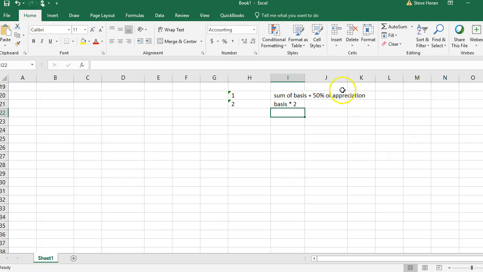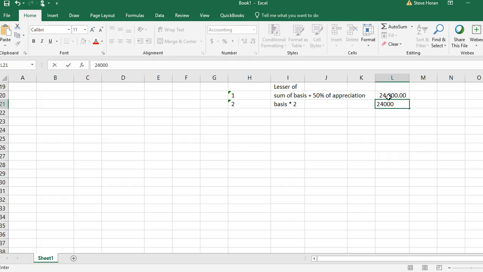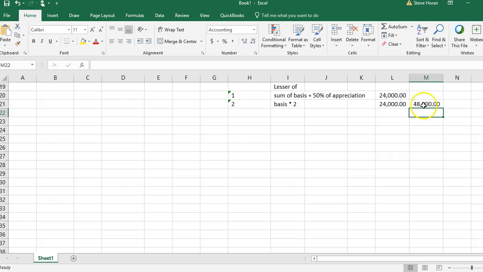Okay, and you take the lesser of. So here's the situation that they're looking at: the lesser of the sum of the basis plus 50% of appreciation, or the basis times 2. The basis was 24,000. We can double the basis and get 48,000. We all know that.